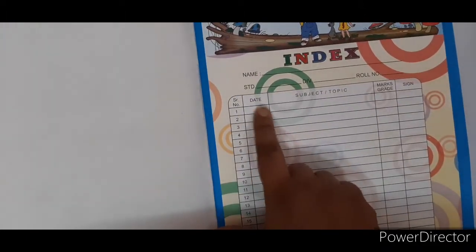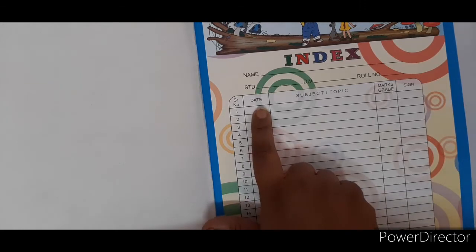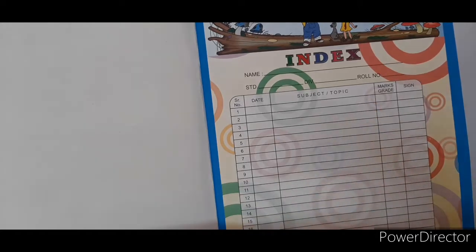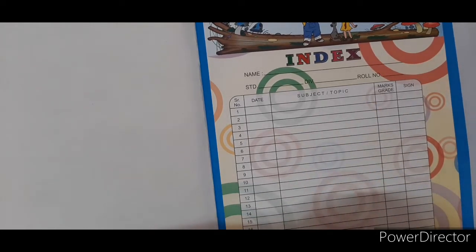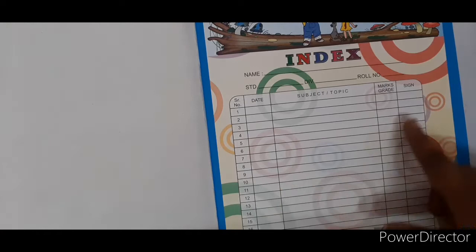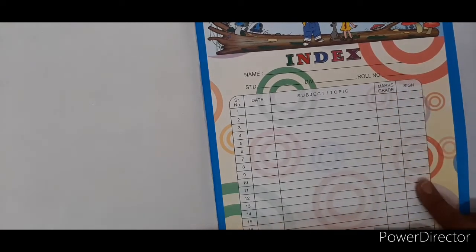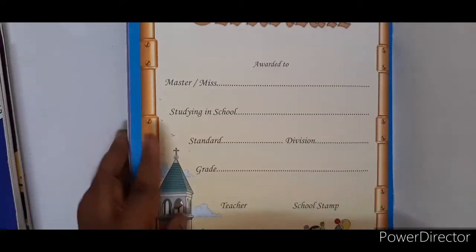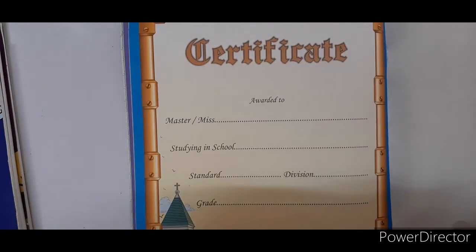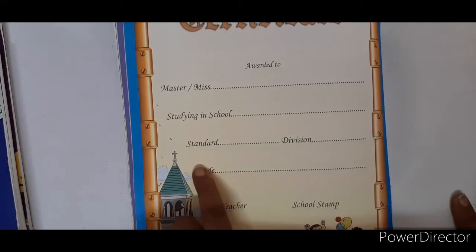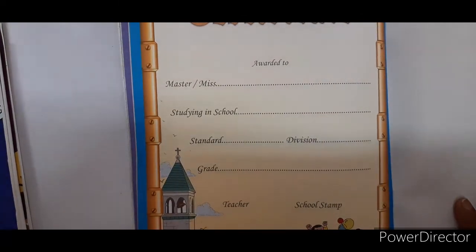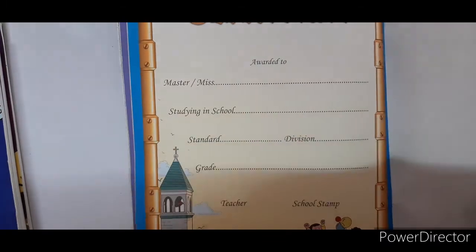Whatever date you write to do the project, you have to mention that date here, and then the topic, maybe science or EVS, whatever project you are doing, and accordingly mention it here. Marks, grade and signature will be of the teacher, so you need not write anything in this section. At the end of the scrapbook there is a certificate. Once we go through your projects, we'll give you marks, assign grades, and stamp and give it to you later. I hope you all have understood how to use the scrapbook.